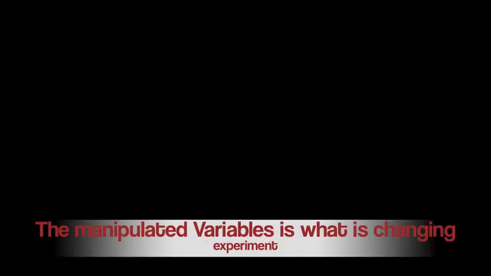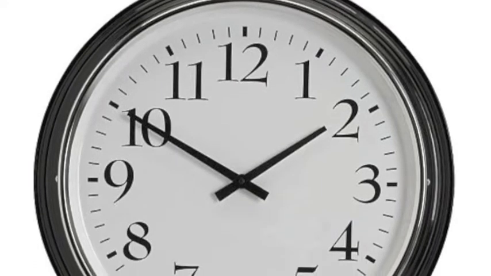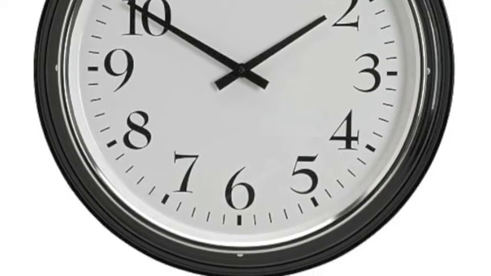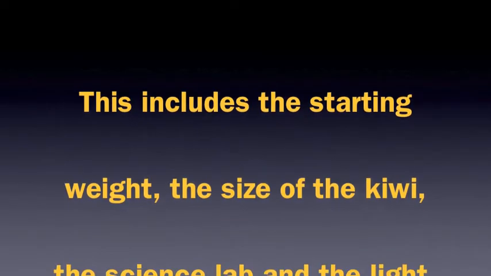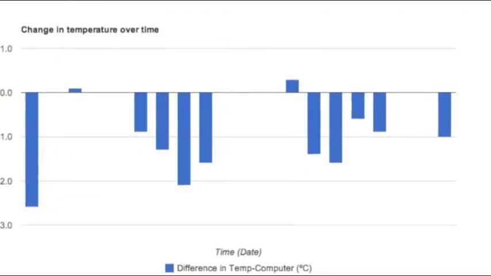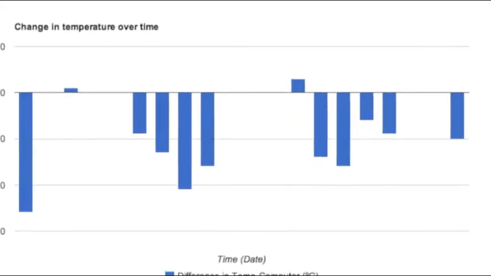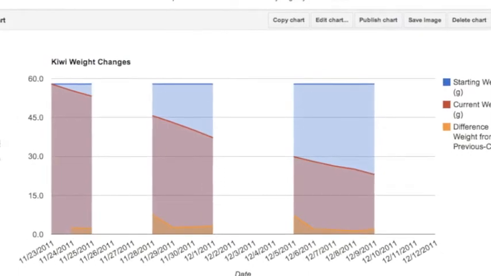The manipulated variable is what's changing during this experiment. Time is what's changing in our experiment, and as a result, our fruit is changing its shape, color, and texture. The control variables are what cannot be changed. These included the starting weight, the size of the kiwi, the science lab, and the light. The responding variable is what we are measuring. In this science experiment, we are measuring the kiwi's internal temperature, the weight of our kiwi, and all of the qualitative information like texture, size, and color.